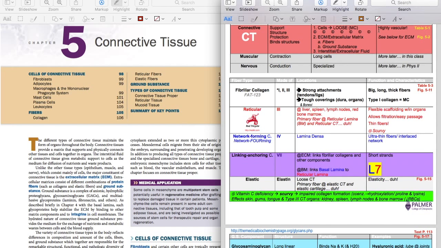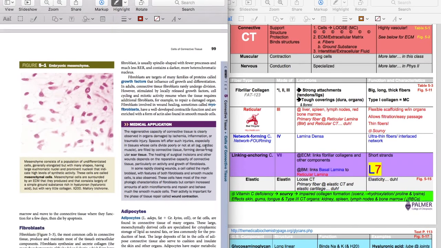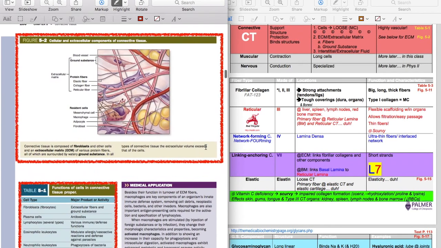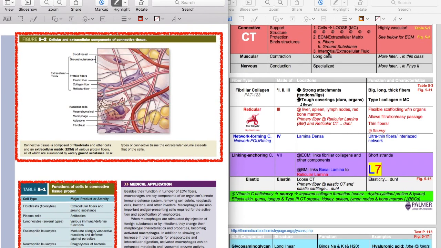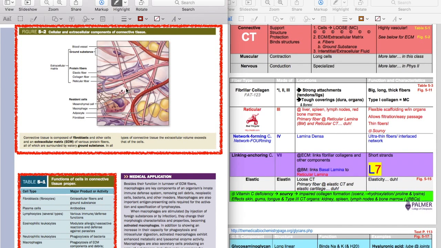Please note that connective tissue is highly vascular, thus the red color of the row. And we'll be looking at our textbook, Chapter 5 of the 13th edition of Junqueira. Let's look at Table 1 and Figure 2 to get started here. This is generally what we're talking about.